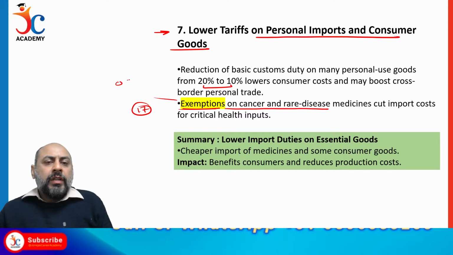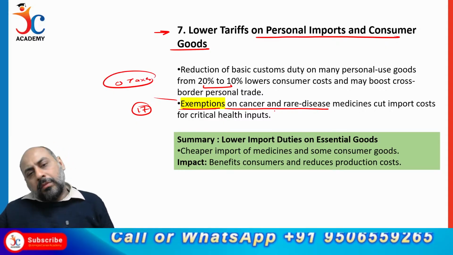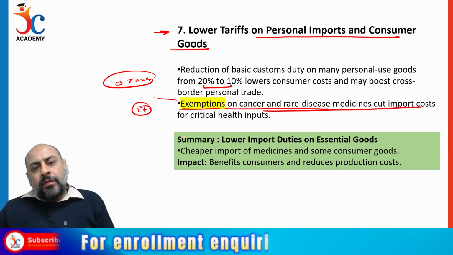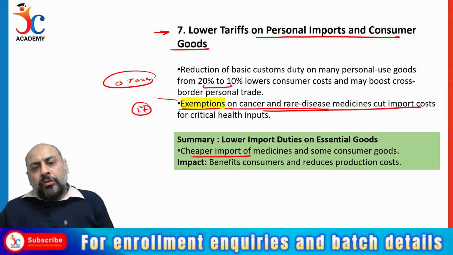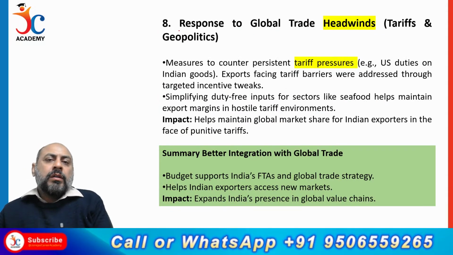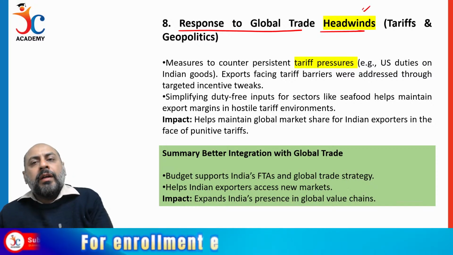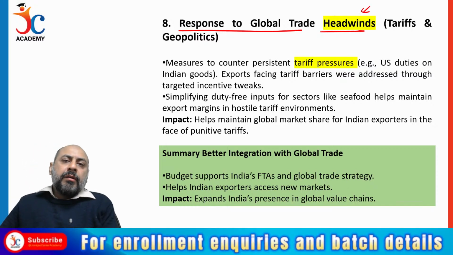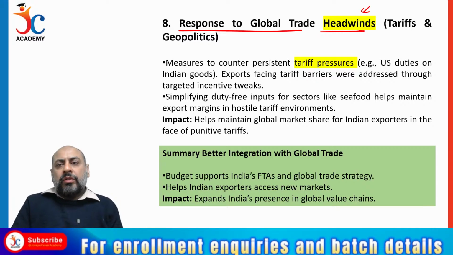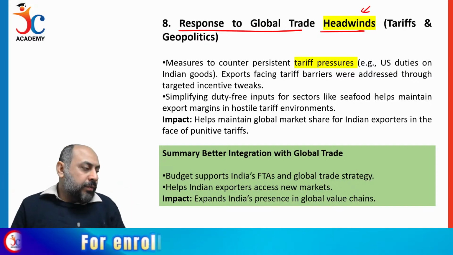Exemption means it is zero taxes. So there are no taxes on cancer related drugs and medicines, so cheaper imports of medicines and some consumer goods. Eighth point is you are now trying to respond to the global trade headwinds. Now, what do we mean by headwinds? Headwinds are basically scenarios or external environmental factors which are not in your favor, which are working against you.